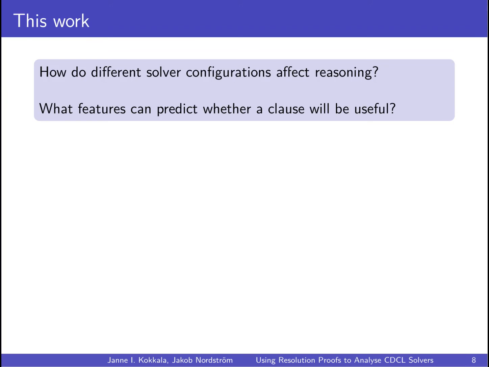So to get back to our work, we have two main questions here. First, we want to understand how different heuristics affect the solver reasoning or the solver performance, and for this we compare the proofs produced by different solver configurations. In the other part, we look at the used clauses and useful and useless clauses in more detail to see which features can predict whether a clause will be useful.